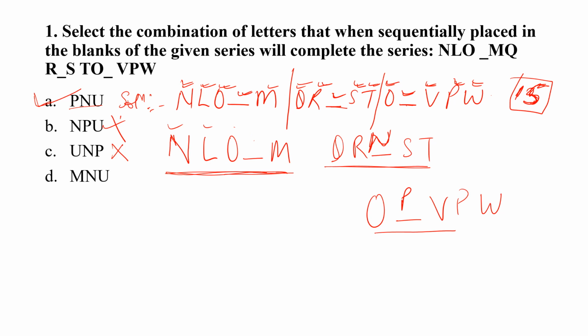So we'll try with option D. In option D there is M, N, U. So we see here M repeats itself, so this is not a correct option. So our correct answer will be option A, which is P, N, U.